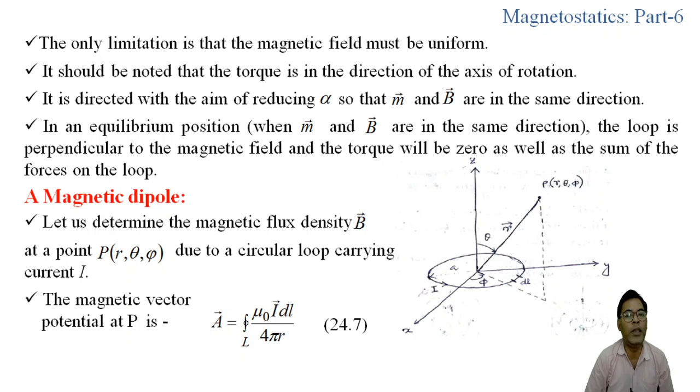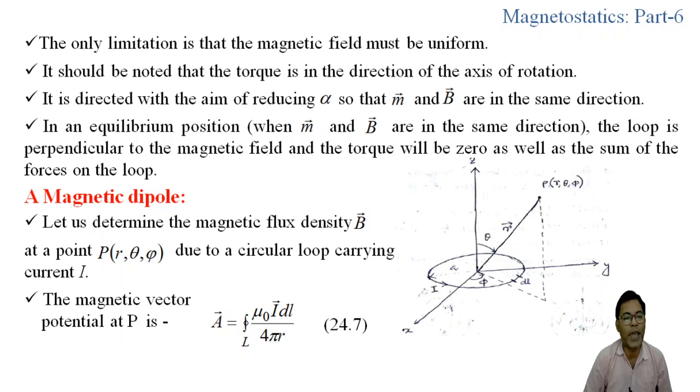So in an equilibrium position, that means when the magnetic dipole moment and B, the magnetic flux density, are in the same direction, the loop will be perpendicular to the magnetic field, and the torque will be 0, as well as the sum of the forces on the loop. So that is all about the magnetic torque and moment. Now we are going to see the magnetic dipole.